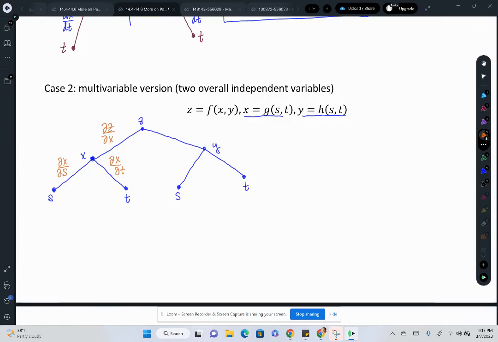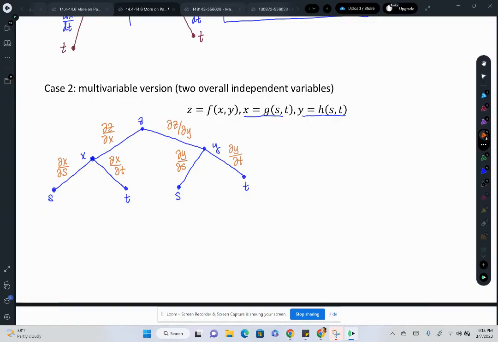Similarly, on the other branch, going from z to y, I would be finding a partial derivative of z with respect to y. And again, similarly, from y to s, since y is a function of s and t, these are partial derivatives, ∂y/∂s. And then y to t gives me ∂y/∂t.